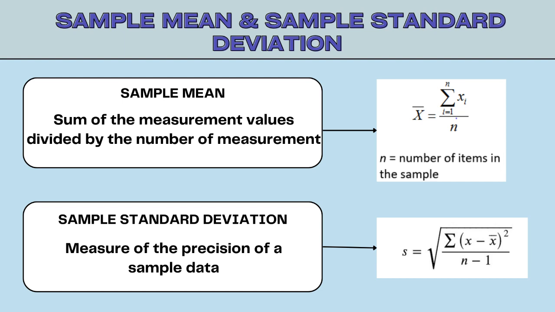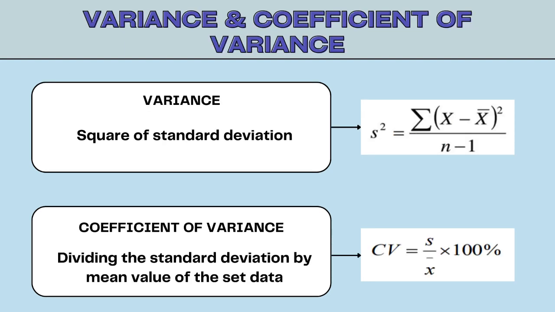So next, what is the sample standard deviation? Sample standard deviation is the measure of the precision of the sample data, and the formula is shown in the slide. Next, continue with the variance and coefficient of variance. The variance is the square of the standard deviation. As shown in the slide, it is s squared equals the sum of (x minus x bar) to the power of 2, divided by n minus 1.